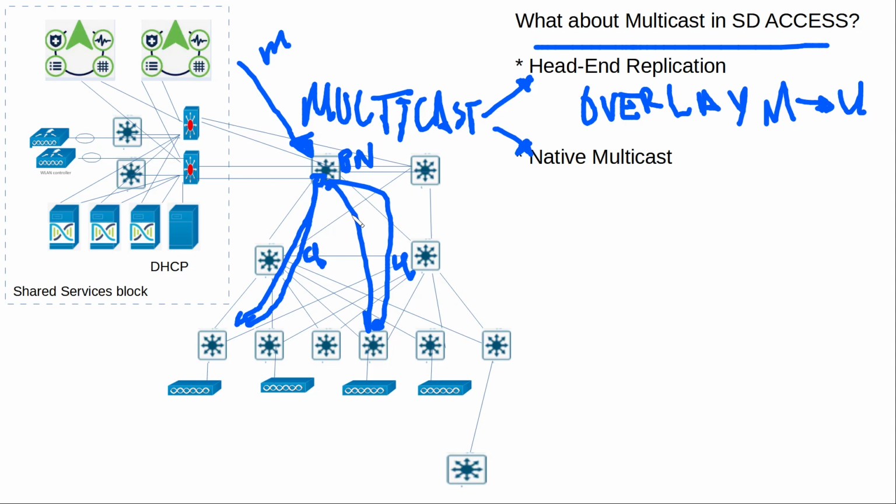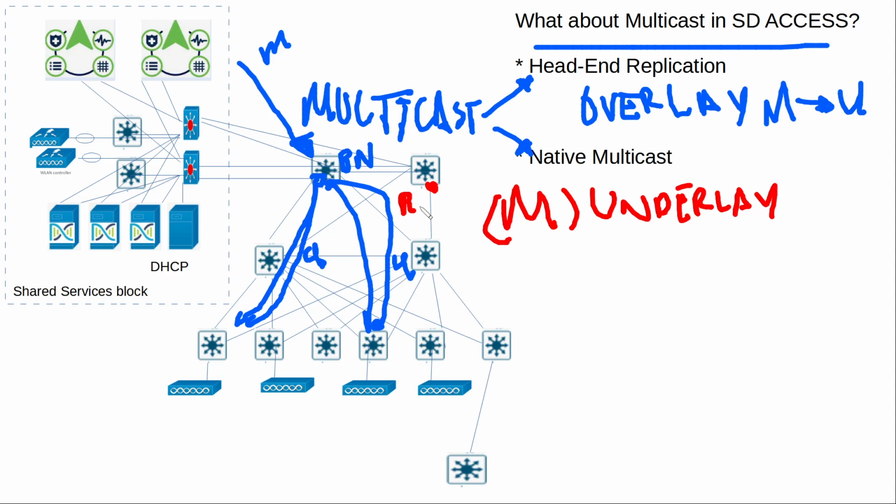The other option is native multicast. With native multicast, we're going to have an underlay solution. We are going to enable multicast in the underlay. So, for instance, we can choose the border node to be a rendezvous point for a multicast group, and then we are going to leverage this underlay multicast into the overlay.